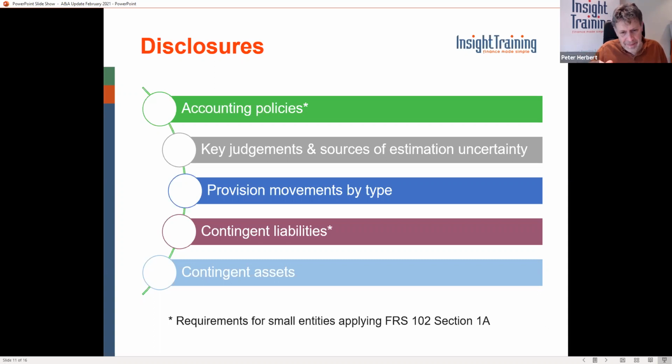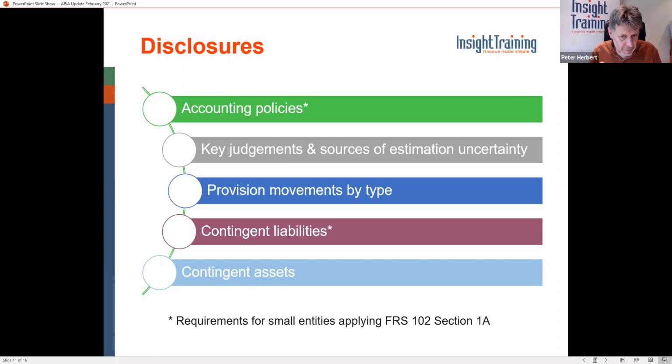Remember that if you're thinking about these areas constituting areas of judgment, or where the quantification of the amount involves estimation uncertainty, then from an FRS 102 point of view, we do have to disclose key judgments and sources of estimation uncertainty over and above the basic accounting policy notes. That again, I'm sure could be relevant.